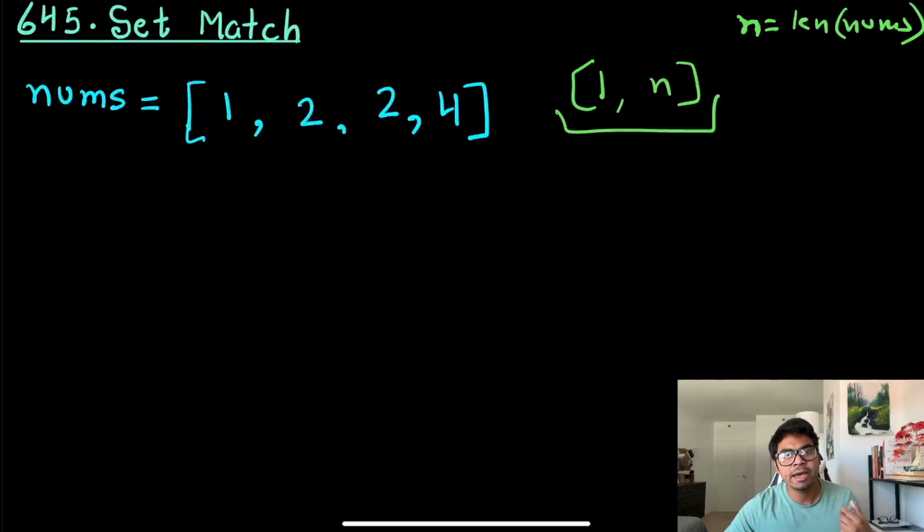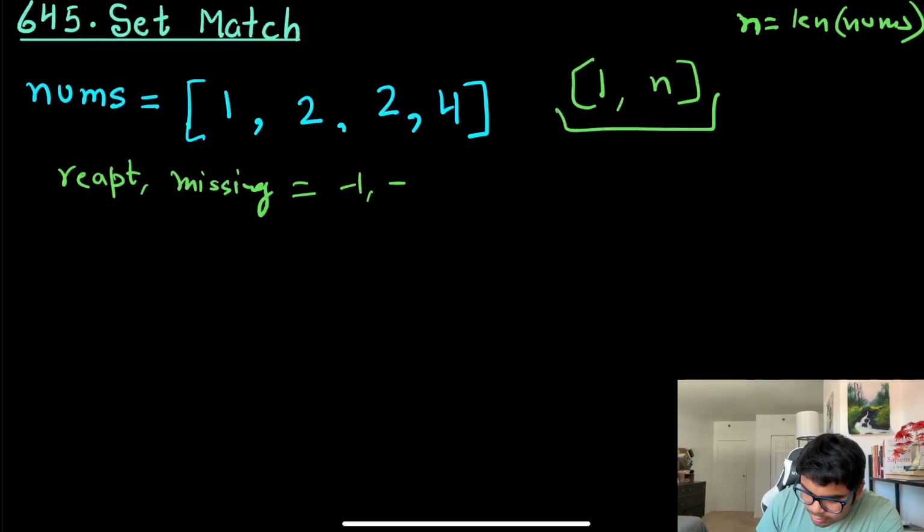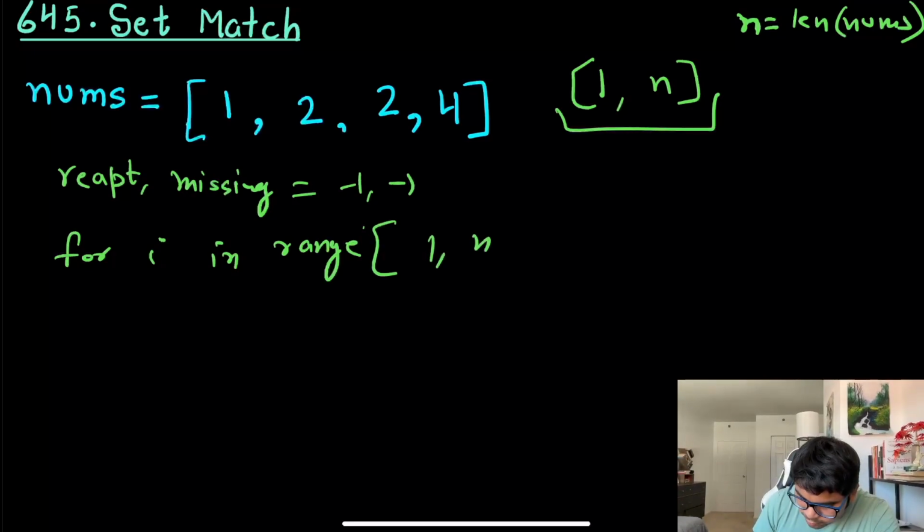and at the same time I will see a number that is missing. So I could just have two variables, repeat and missing. You can just assign them -1 right now, and then what you will do is, for i in this range from 1 to n. Given that the for loop excludes the last index, it will go from 1 to n plus 1.